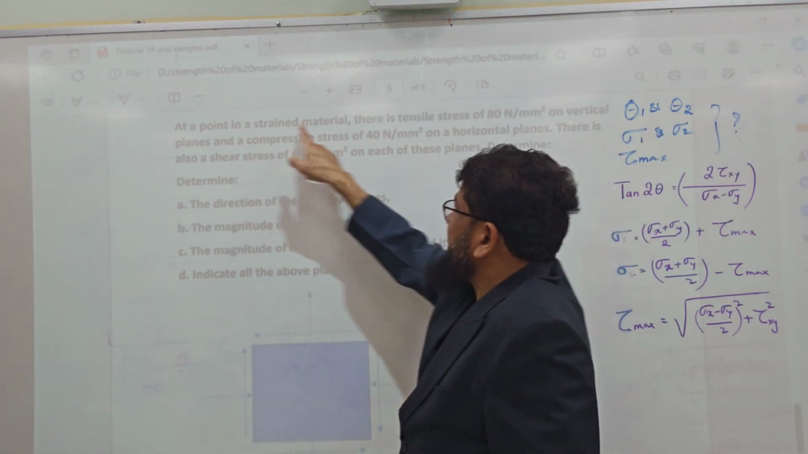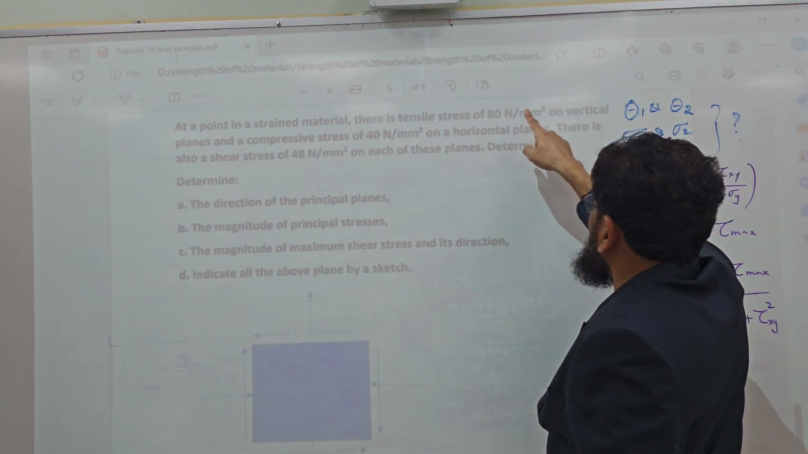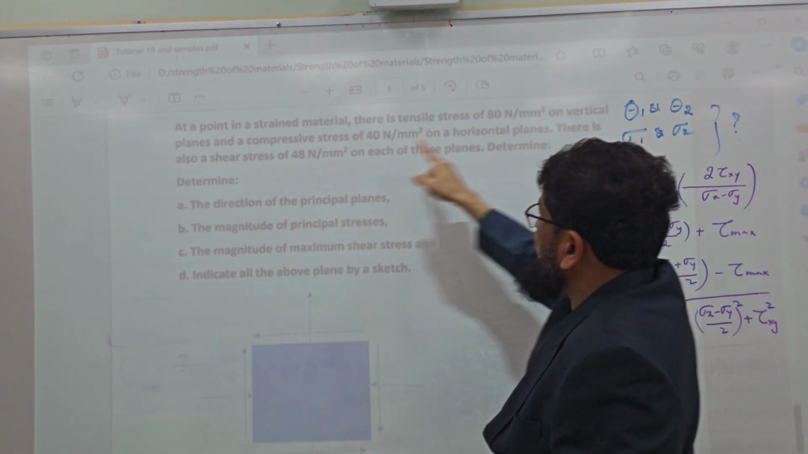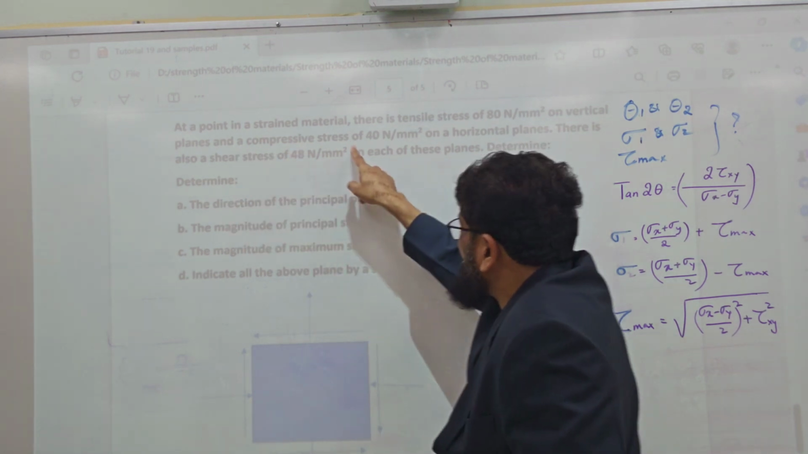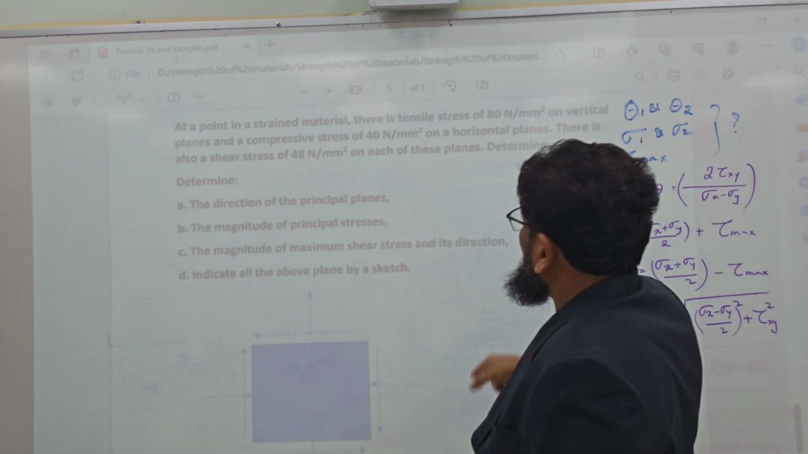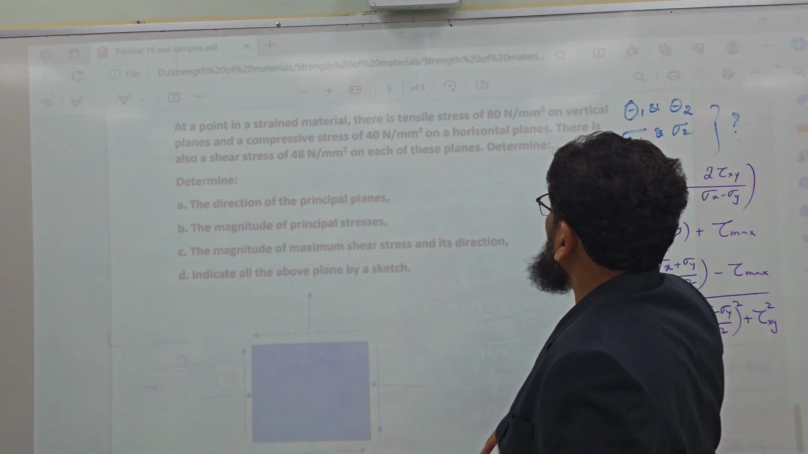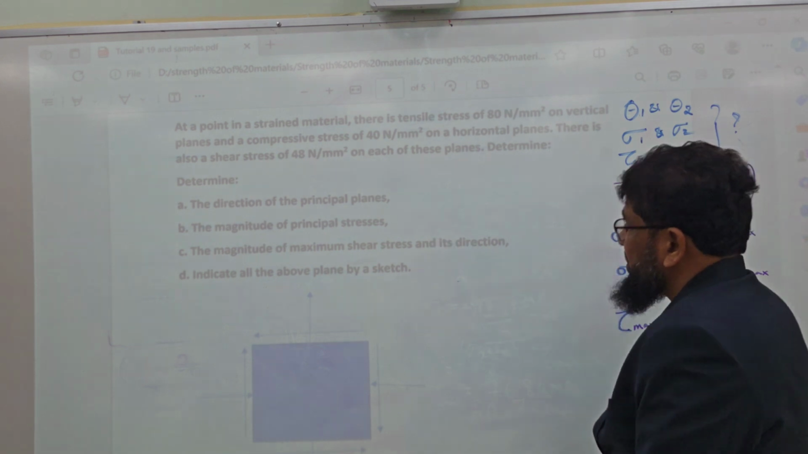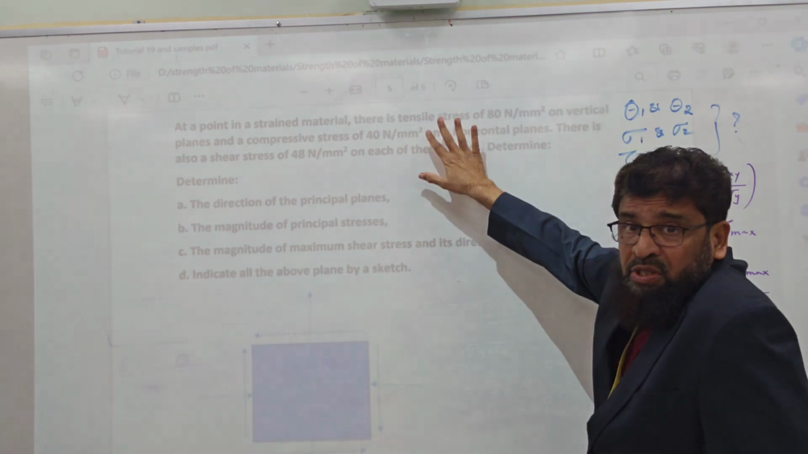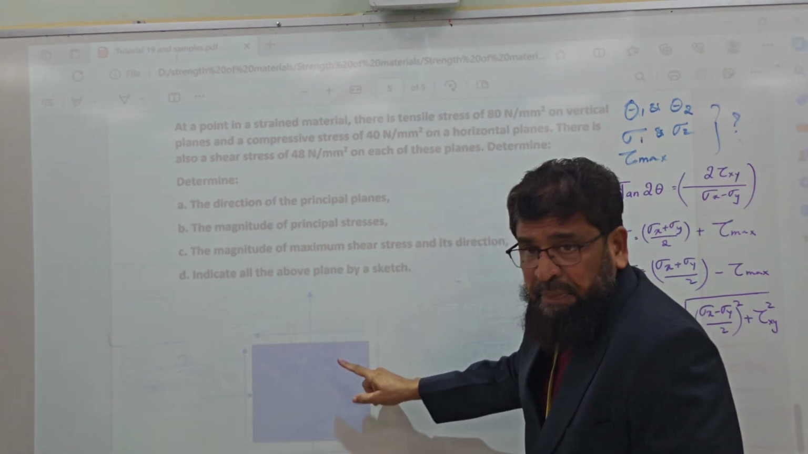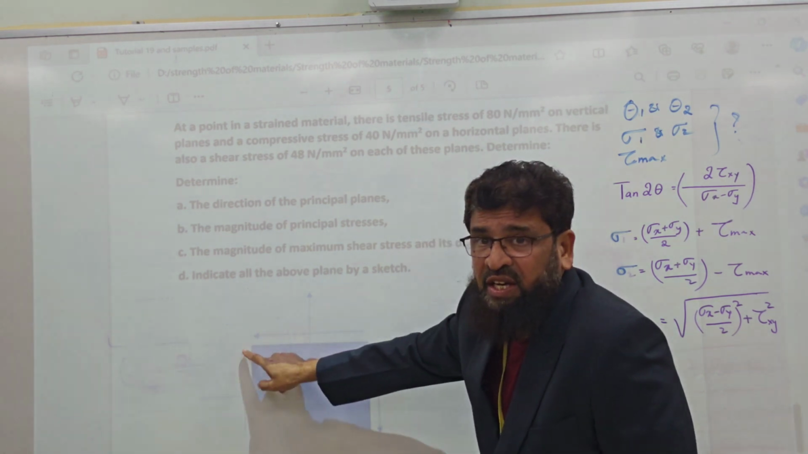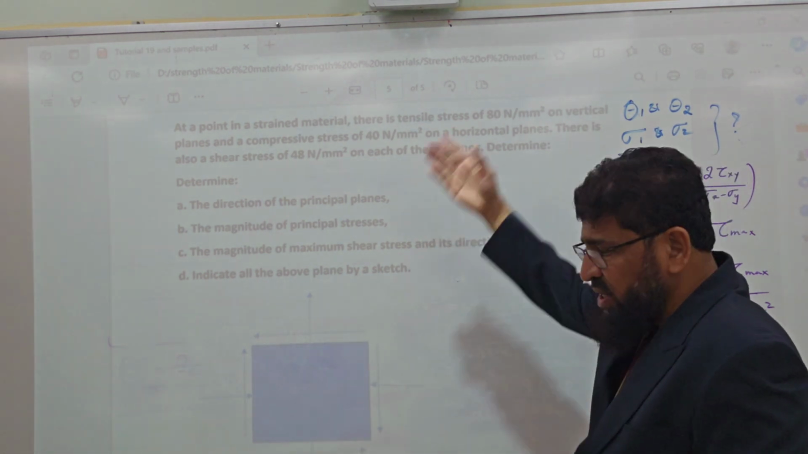Here it says at a point in a strained material there is a tensile stress of 80 Newton per millimeter square on a vertical plane, and then a compressive stress of 40 Newton per millimeter square on a horizontal plane. There is also a shear stress of 48 Newton per millimeter square on each of these planes. The problem looks similar, but here he has given you a picture. In the picture, he has shown the value of tau xy in the opposite direction. So again, the same thing he wants.